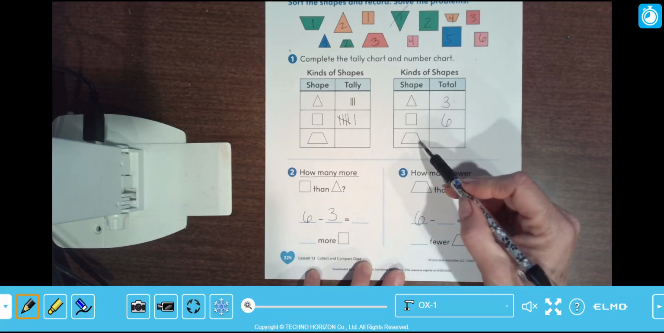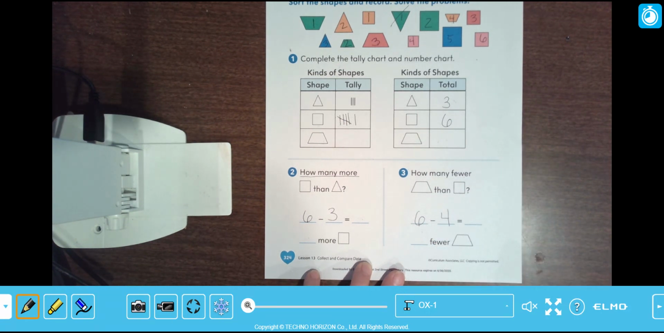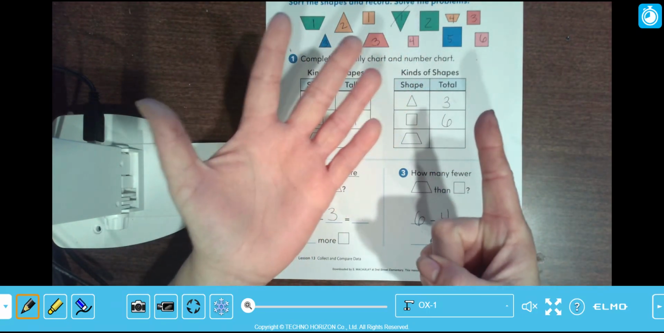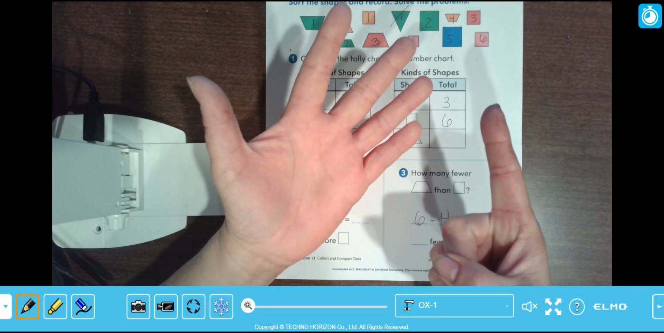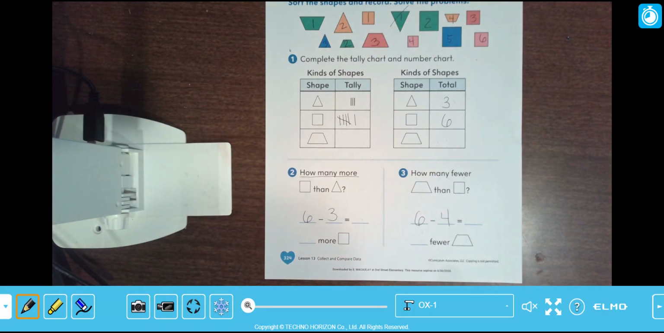Okay, so how many trapezoids are there? There's 4, so we're going to write 4 here. Okay, now with your fingers, show 6. Now subtract 4. Okay, then write that answer here and here. 6 minus 4 equals blank. And then there are blank fewer trapezoids. So whatever the answer you got here is the same answer here. There are blank fewer trapezoids. Go ahead and do that.